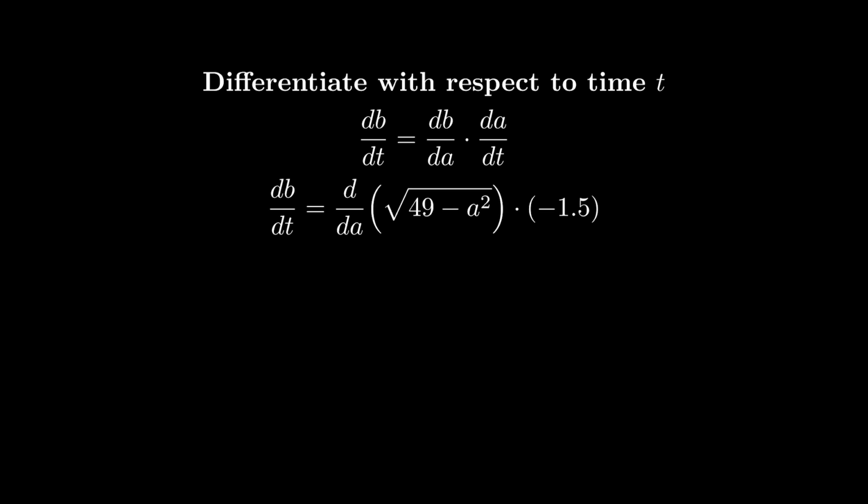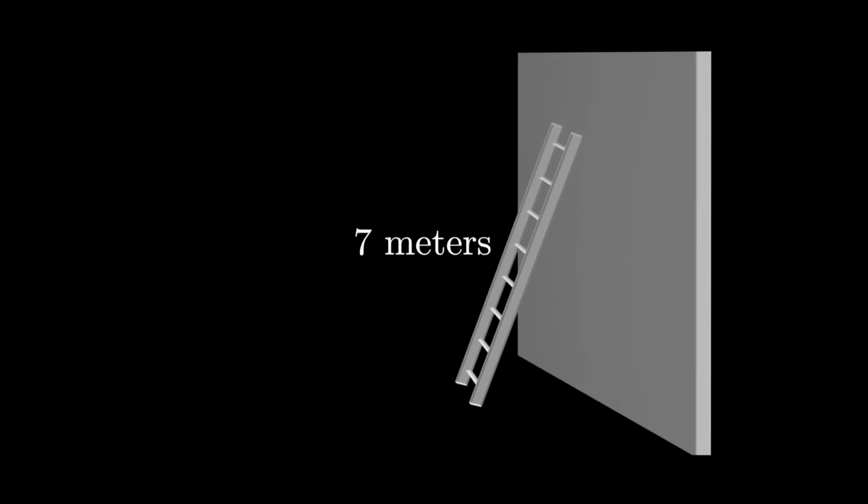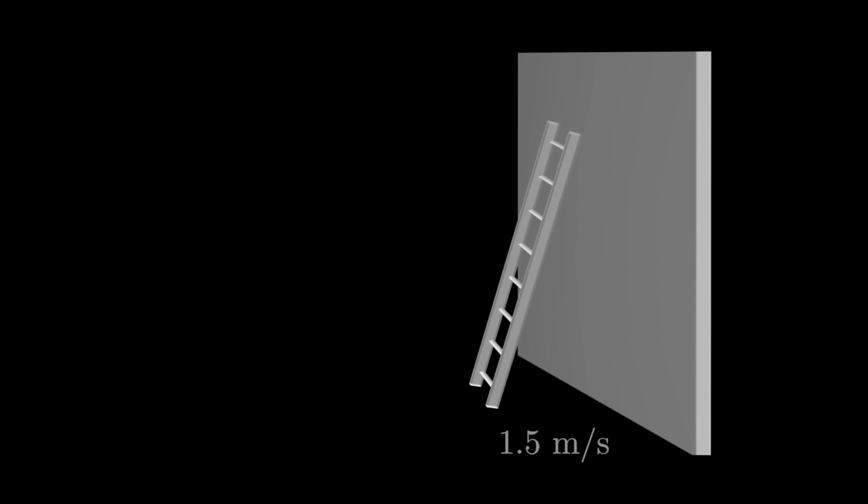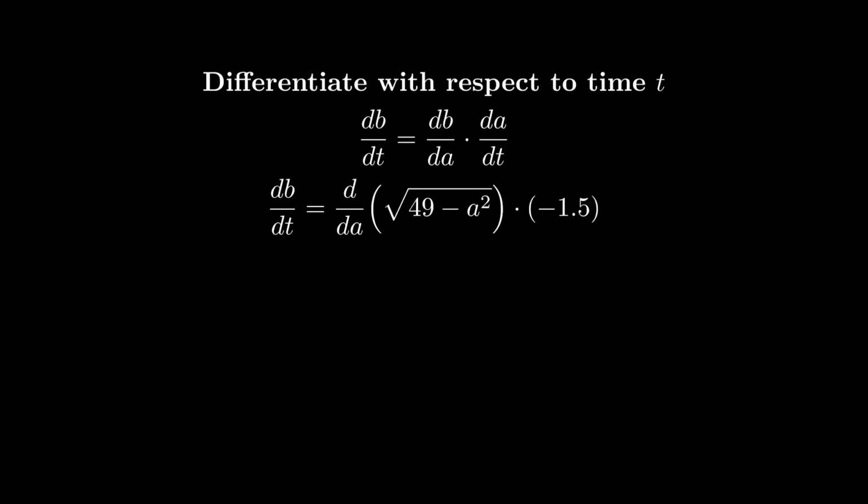Now, how can we find the derivative of a with respect to time t? Of course, we can make our model for a with respect to some t seconds as a function. However, it seems obvious that this is already in the problem. Remember, when we push the bottom of the ladder to the wall at 1.5 meters per second, this basically means a gets smaller over time. So it must be the case that da/dt, the derivative of a with respect to t, is simply negative 3 halves, or negative 1.5 meters per second.